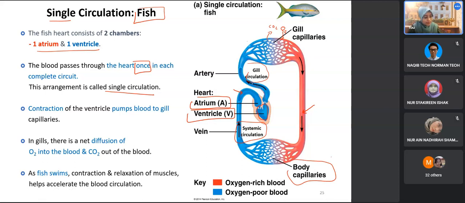If you look here, initially the blood pressure is high, but as the blood enters into the many blood capillaries, the pressure of the blood will be reduced. Once the blood is out of the gill capillaries, obviously the blood pressure will be reduced. But fish are not so big as compared to the mammals. So in order to aid in the movement of the blood, the swimming motion will also aid in the blood circulation.